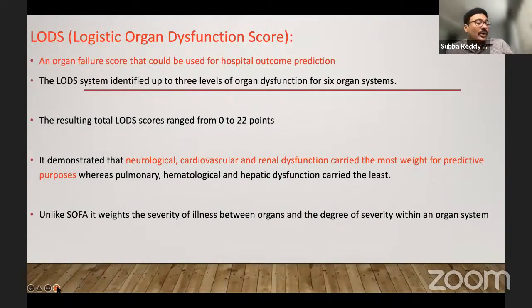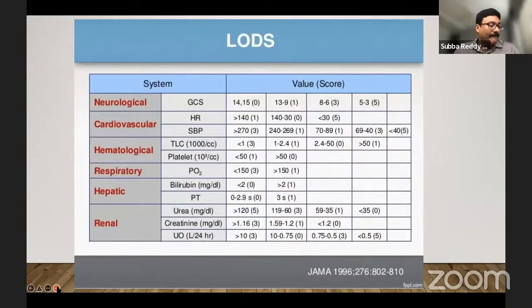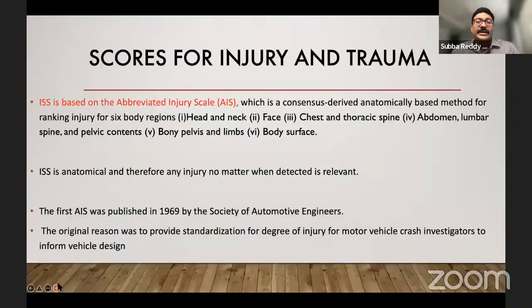There is one more score called the logistic organ dysfunction score, an organ failure score that can be used in hospital outcome. This is also like the SOFA score. So, logistic organ dysfunction score. Again, this is based on the neurological, cardiovascular, hematological, respiratory, hepatic, and renal systems. This is also similar to the SOFA score. This was published in JAMA 1996. So we completed the sepsis scores, the common scores for the medical ICUs.